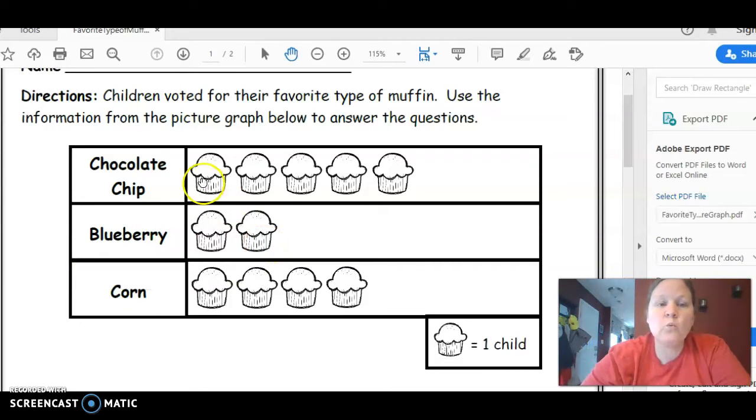All right. Which one has the most? What was the most votes? Which one had the most votes? Which do kids seem to like the best? Yeah, chocolate chip. Because look, it goes out the longest.